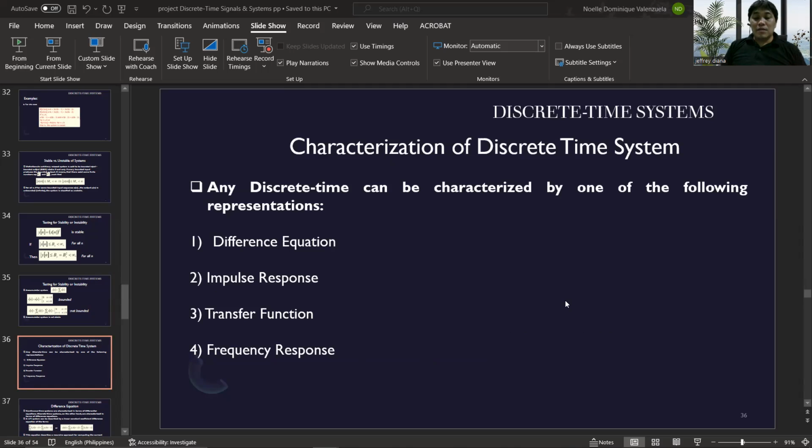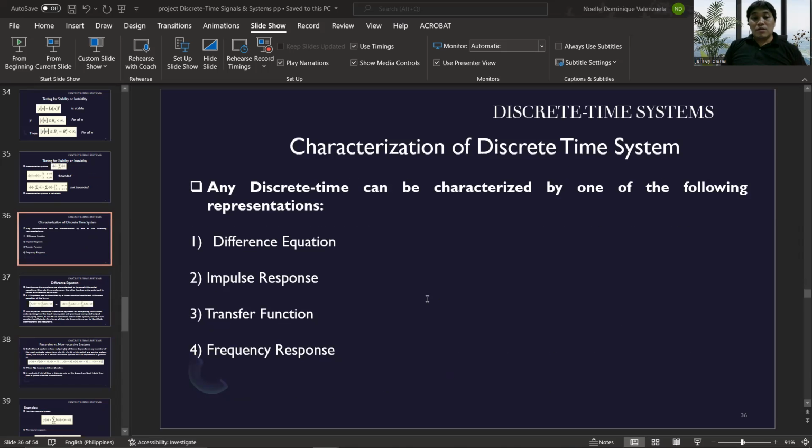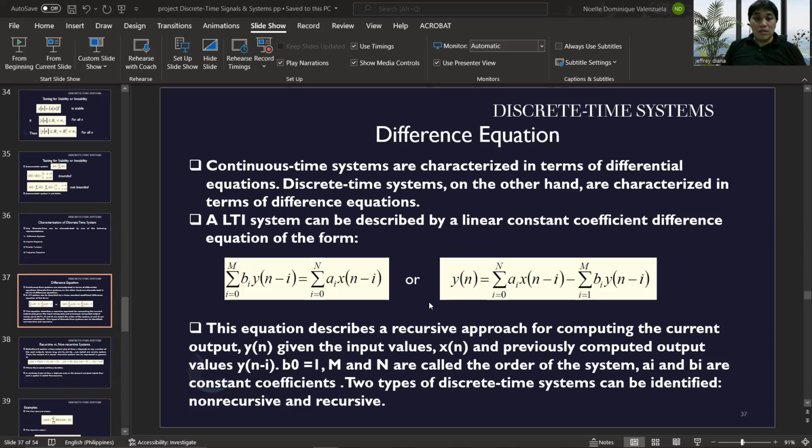For the characterization of discrete time systems, any discrete time system can be characterized by one of the following representations. Number 1, difference equation. Number 2, impulse response. Number 3 is transfer function. Number 4 is frequency response. So let's talk about the difference equation. Continuous time systems are characterized in terms of differential equations.